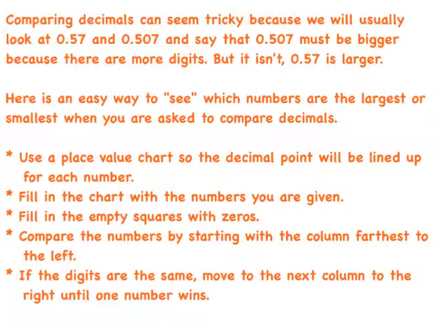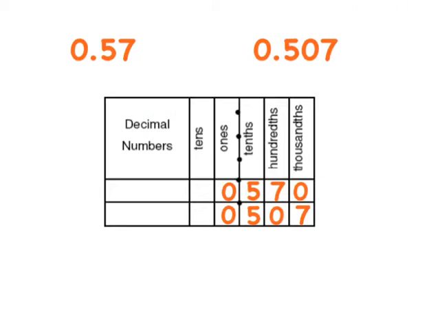And so here's an easy way to see which numbers are the largest or the smallest when you're asked to compare decimals. First, you could use a place value chart so that the decimal point is lined up for each number, and then you fill in the chart with the numbers you're given and fill in any empty squares with zeros. And then the important part is that you start comparing the numbers by going to the farthest left column, and if the digits are the same, you move to the next column to the right until one number is larger and it wins.